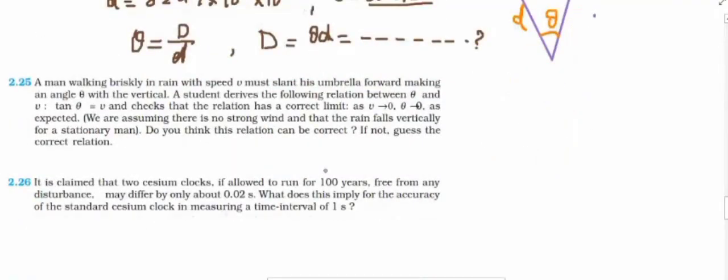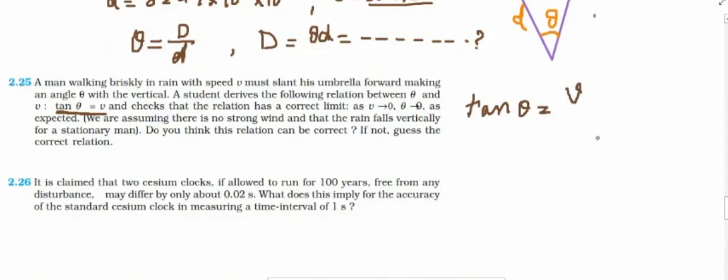Then next question 25. A man walking briskly in rain is holding an umbrella. Here the relation, the formula, is given as V is equal to tan theta. Whether this equation is correct or not? This kind of question we have done in the chapter on one-dimensional motion, at what angle the umbrella should be held, etc.